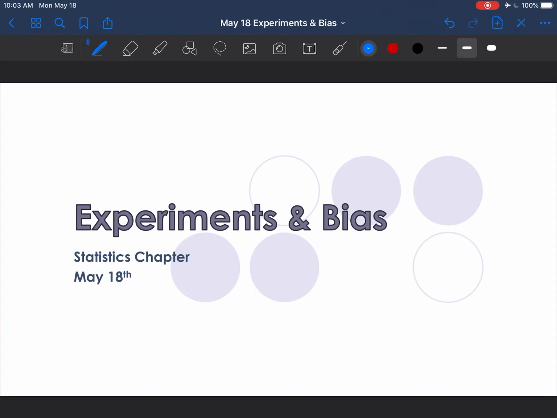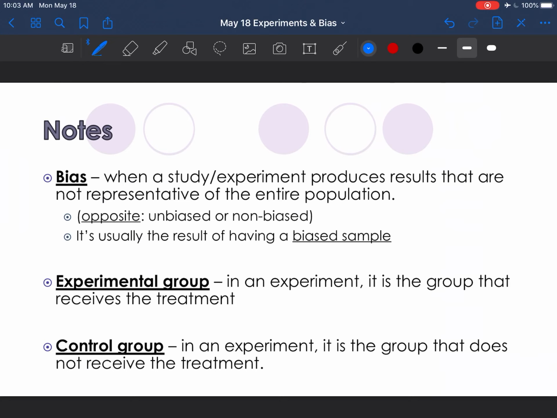Today we are doing experiments and bias. So you've probably heard the term bias before. Now, specifically for statistics, it's where your experiment or your survey or whatever type of study you're doing, the results from that study are not representative of the entire population. So basically, they don't apply or they don't match up with the real world. These are usually created when you have what's called a biased sample.